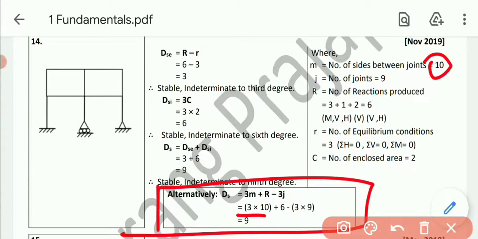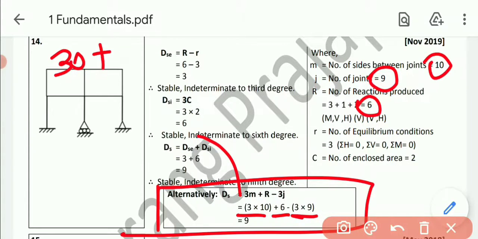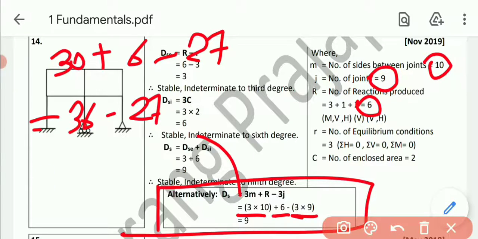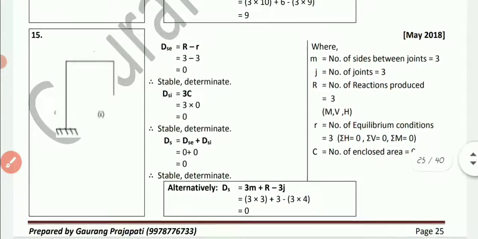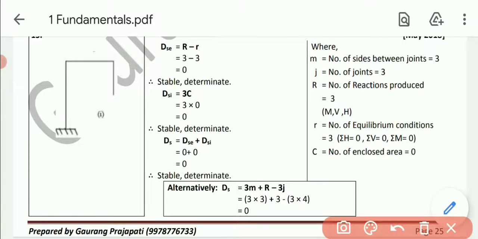Now putting the values in this equation: 3 times M, M is 10, plus capital R, that is 6, minus 3 times J, that is 9. Simplification: 3 into 10 is 30 plus R, that is 6, minus 3 times J, that is 3 into 9, 27. So 36 minus 27, answer comes 9. Clear? And then the last one, example number 15.